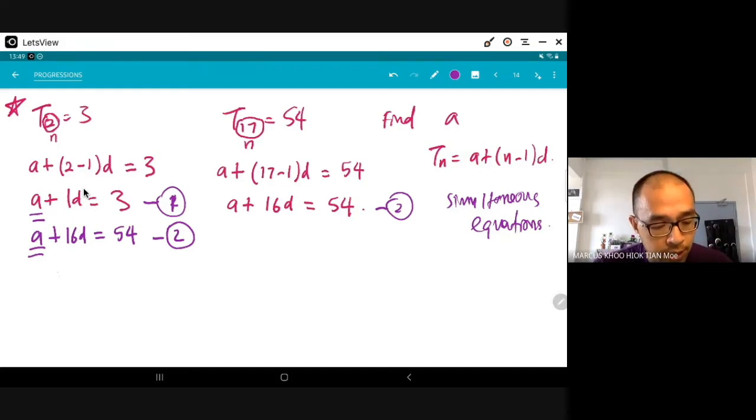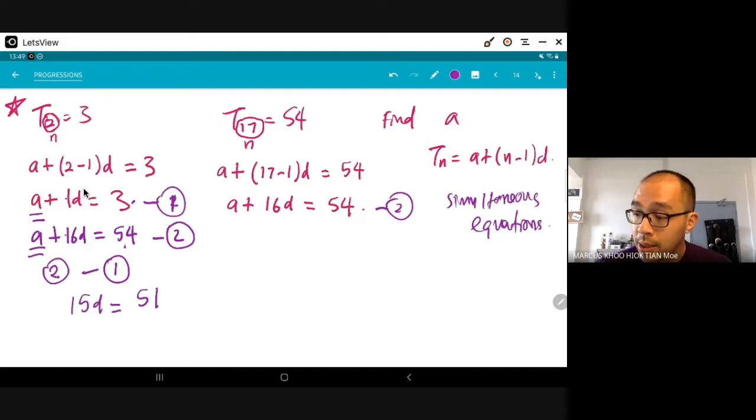So I suggest that 2 tolak dengan 1 lah. Okay, 2 minus 1. So how much is the D that I will get? 16 minus 1 will be 15D equals to 54 minus 3 will be 51. Okay, can you tell me the value of D, please? 3.4. Okay, so how can I find the value of the A?